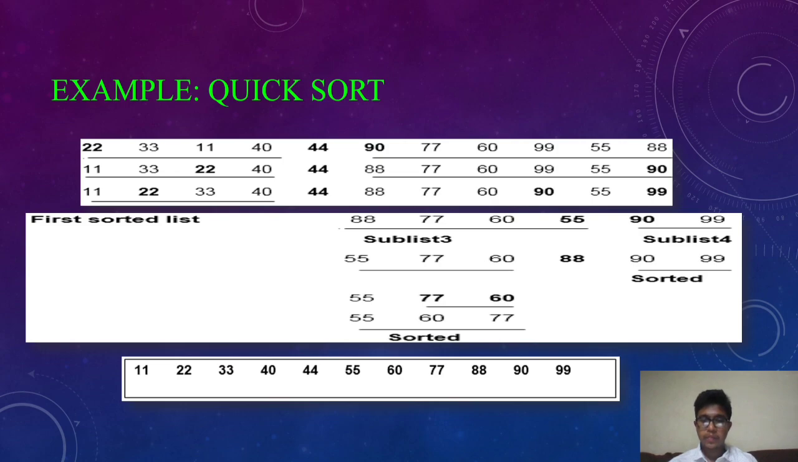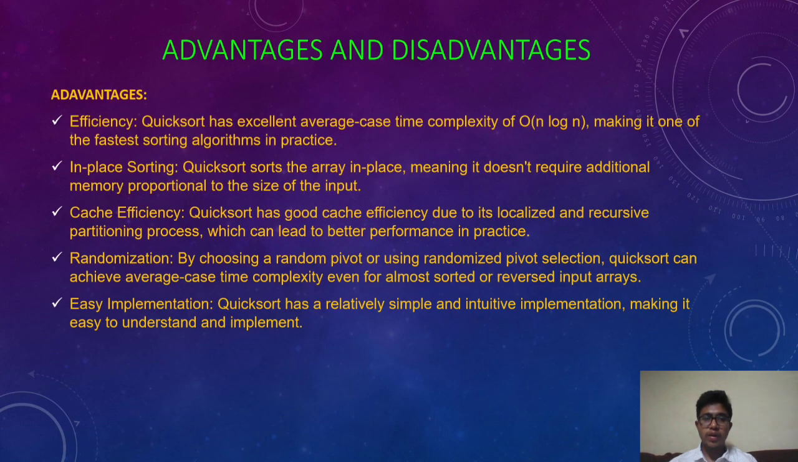Next, advantages and disadvantages. First we go to the advantages: efficiency, in-place sorting, cache efficiency, randomization, easy implementation. First, efficiency. Quicksort has excellent average case time complexity of O(n log n), making it one of the fastest sorting algorithms in practice. Quicksort sorts the array in place, meaning it does not require additional memory proportional to the size of the input. Quicksort has good cache efficiency due to its localized and recursive partitioning process, which can lead to better performance in practice.